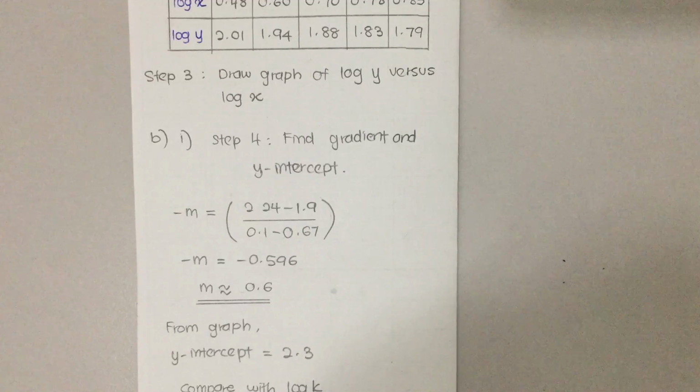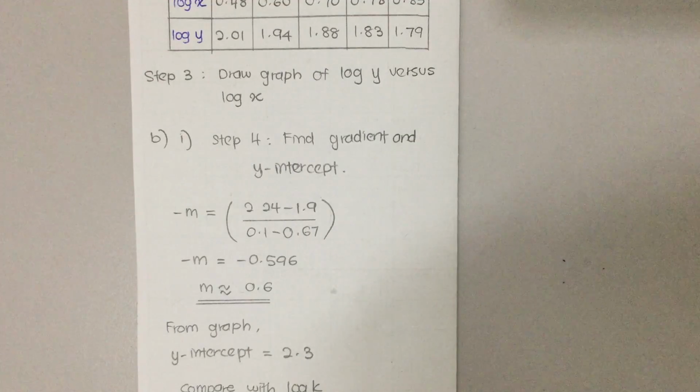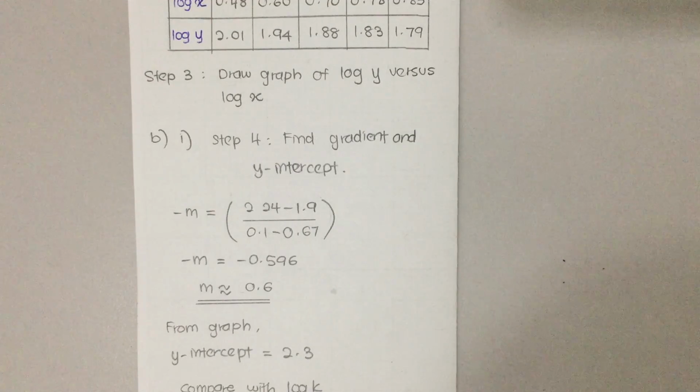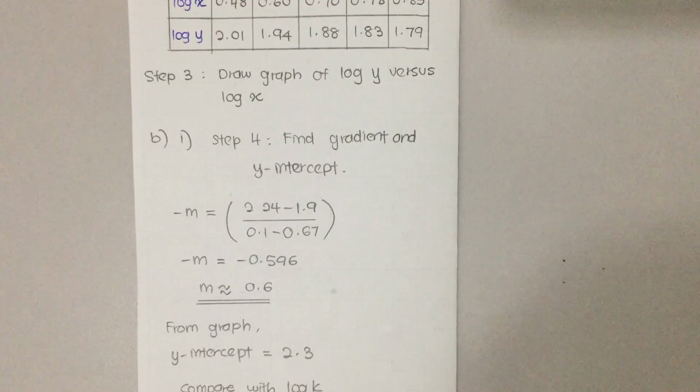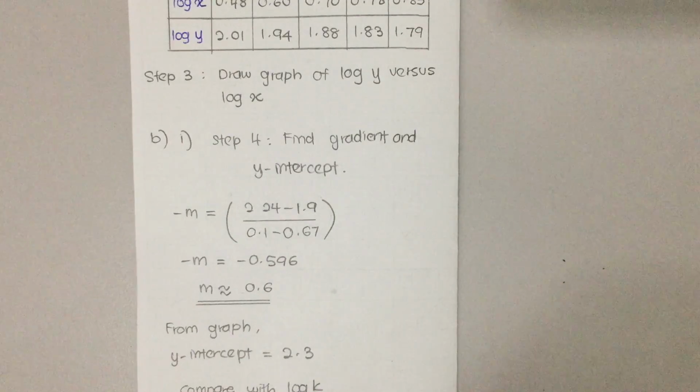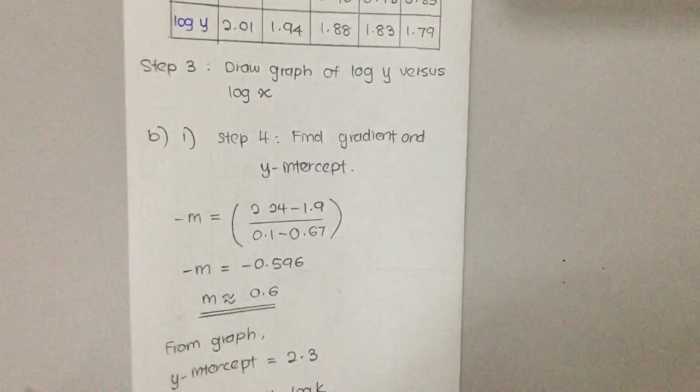Okay guys, from the linear equation that we formed, the gradient is actually negative m, whereas the y-intercept is log k. So how are we going to compare the values? Very simple, we need to find it from the graph. Okay, we refer back to the graph paper.